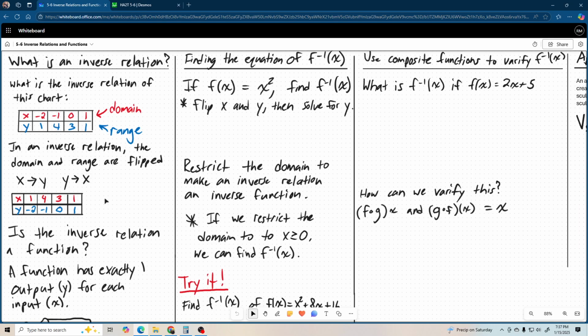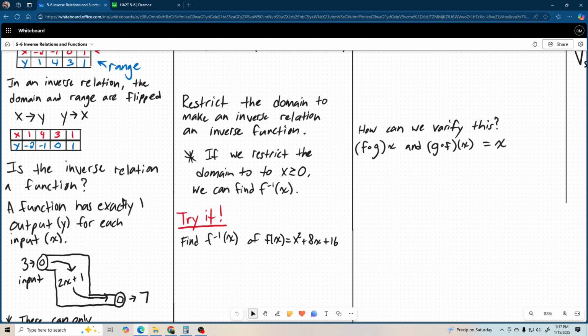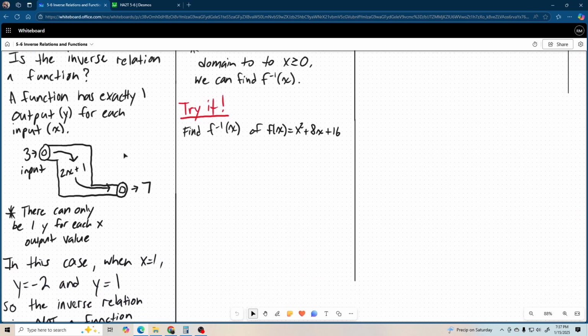All right, so now we're going to ask, is this inverse relation an inverse function, right? So it's one of those things where it's like all squares are rectangles, but not all rectangles are squares, right? All inverse functions are inverse relationships, but all inverse relationships are not necessarily functions. So this is just kind of asking, is it a function to begin with, right? So is the inverse relationship a function?